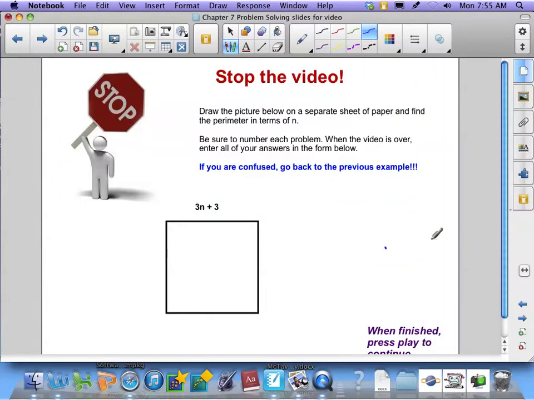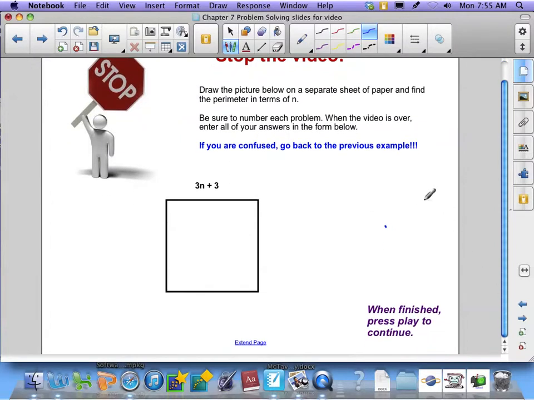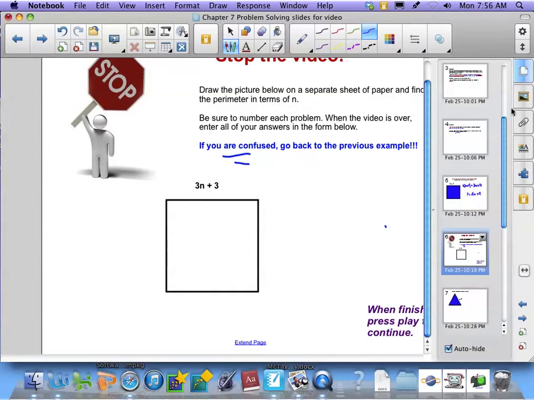Okay, so you're going to stop the video, draw the picture below on a separate sheet of paper, and find the perimeter in terms of n. Okay, make sure you label everything, check your work carefully, and when you're finished, press play to continue. If you're confused, go back to the previous example and watch the video again.